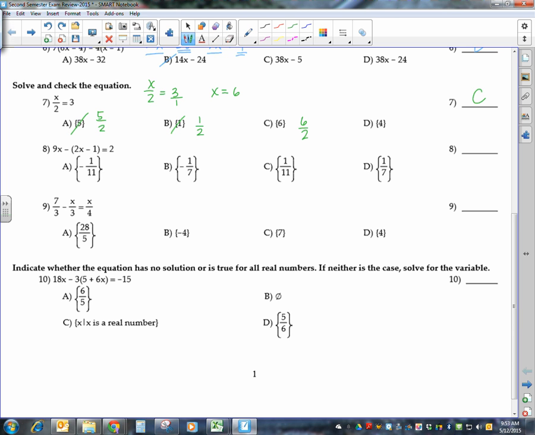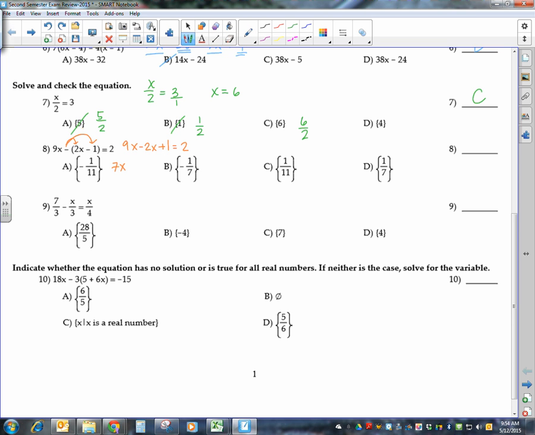Okay, moving on. We have another problem. Whenever you start solving, you have to get rid of the parentheses first. You can plug those in, but I'm going to go ahead and solve it. To remove the parentheses, I have to distribute the negative to both terms. So that's going to give me 9x minus 2x plus 1 equals 2. And 9 minus 2, because those both have an x on them, is 7x.